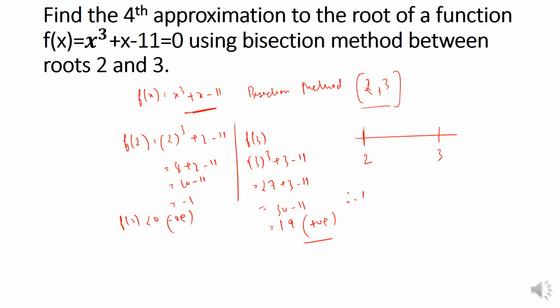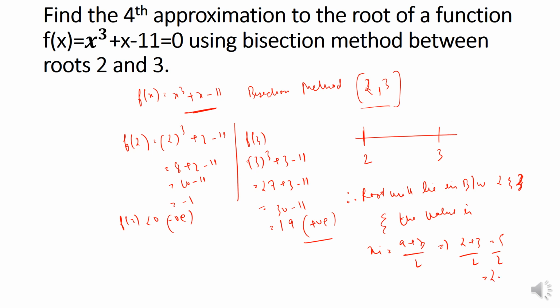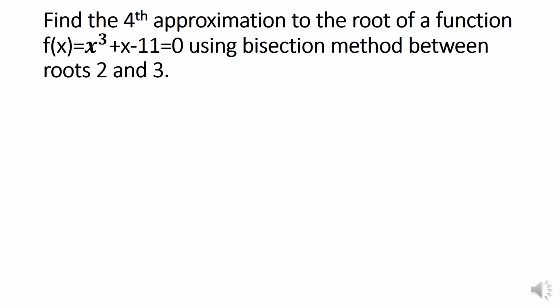Therefore, root will lie in between 2 and 3 and the value is xi is equal to a plus b by 2, that is 2 plus 3 by 2 is equal to 5 by 2 is equal to 2.5. Now f of x is equal to x cube plus x minus 11, x1 is equal to 2.5. So we have 2, we have 3, and we have 2.5.